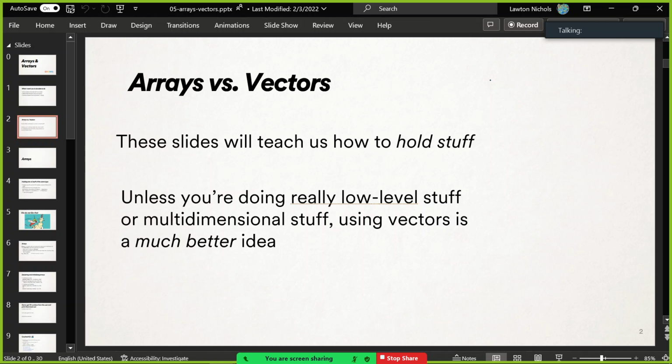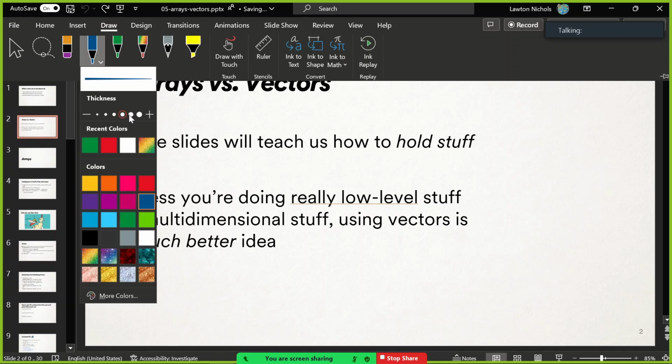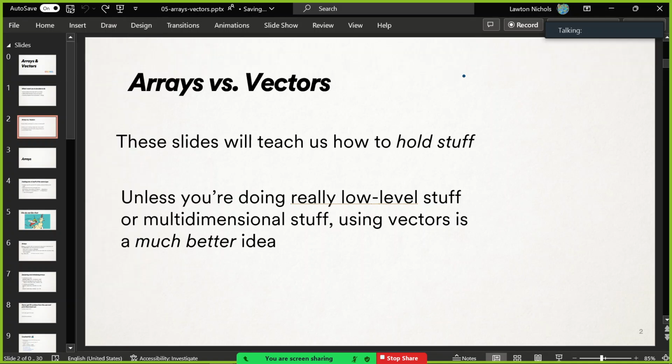We know how to, this is too thin. Let me fix my pointer every time I open new slides. It's unhappy. Okay, now that's too much.